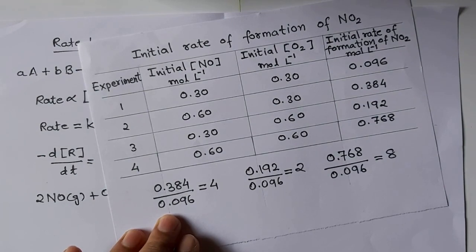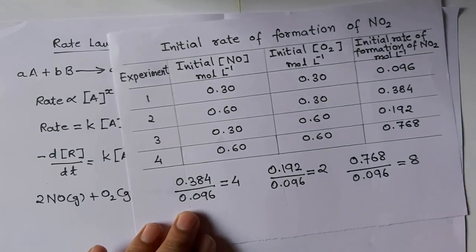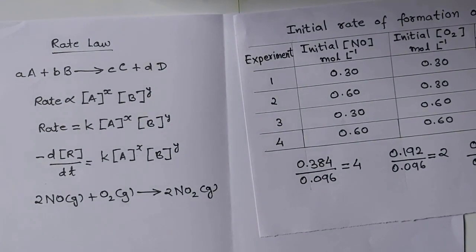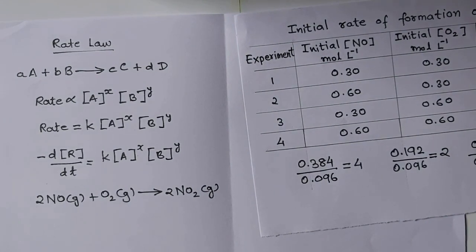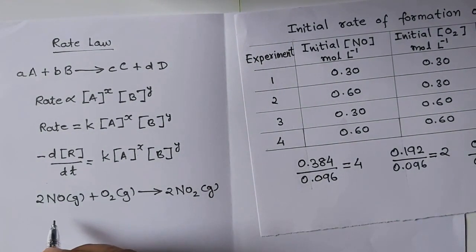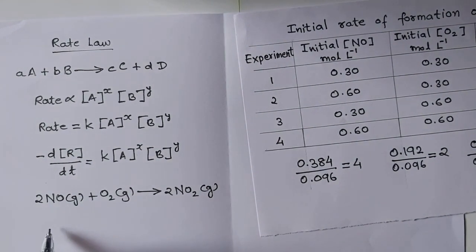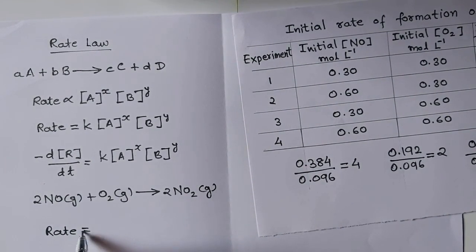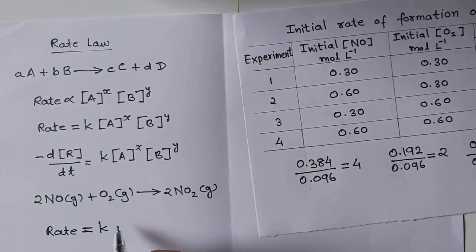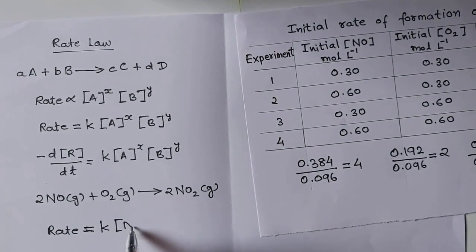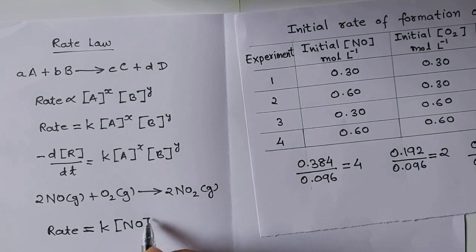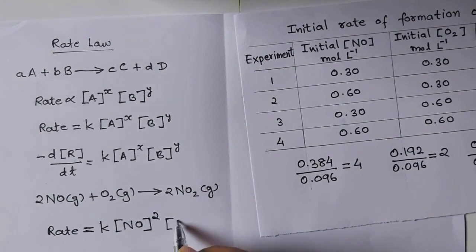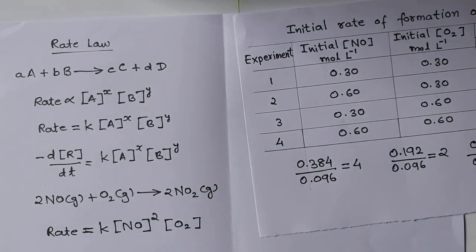So the rate equation for the reaction would be in that case something else, because it depends upon the concentration of NO. So it could be written like this: rate is equal to the rate constant k, concentration of NO squared, since NO has twice the number of moles, and then the concentration of O2.